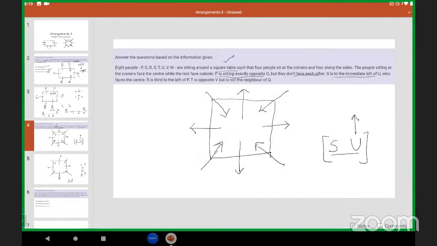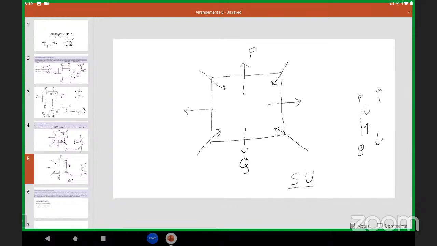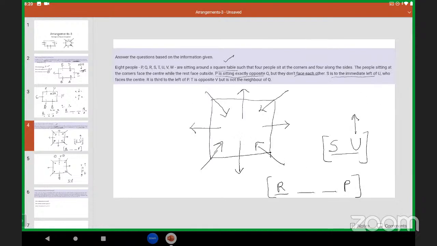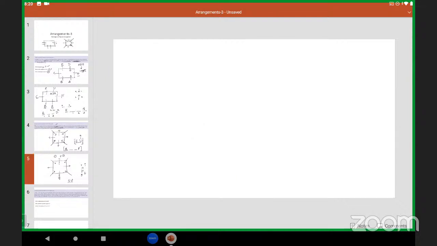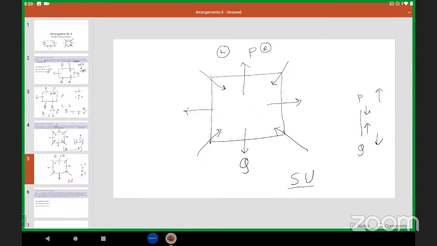Okay, next point. R is third to the left of P. Okay, so R is third to the left of P. Okay, so we'll put this. If he is facing, this is left for P, this is right for P. And what is the given condition? That R sits third to the left of P. Okay, R sits third, that is 1 2 3. Okay, R sits third to the left of P.